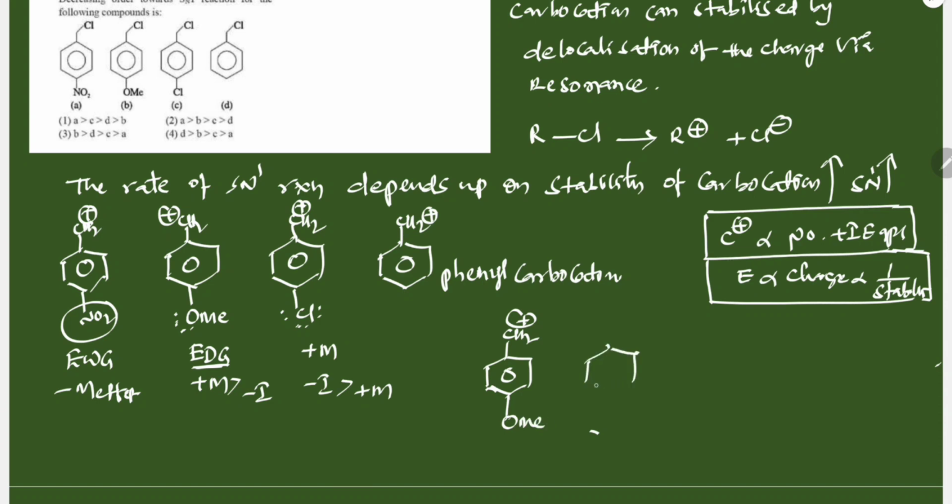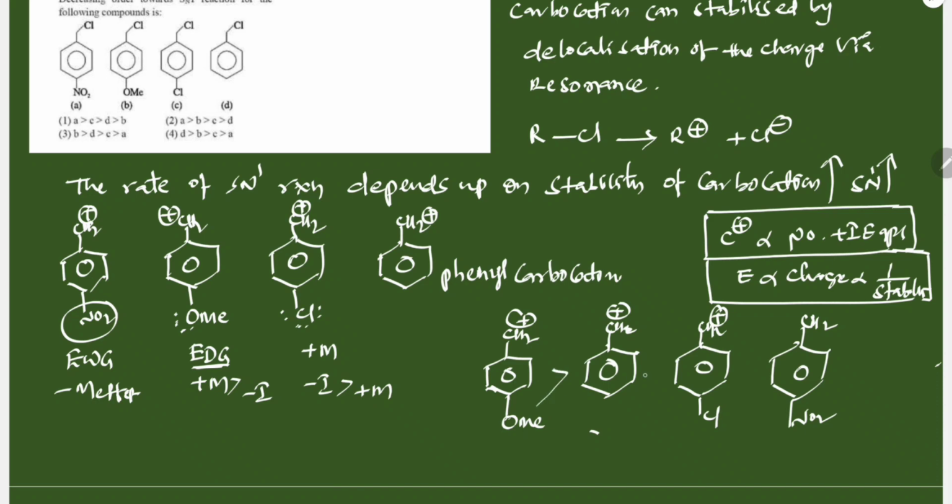Again, see, phenyl carbocation. There are no groups. The remaining two groups have a minus mesomeric effect or minus M effect and minus inductive effect. Now the weakly electron withdrawing group is chlorine. That's why I am writing this one. Again, the strongly electron withdrawing group is the NO2.